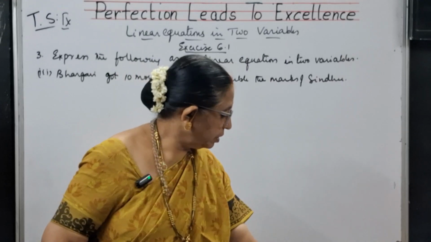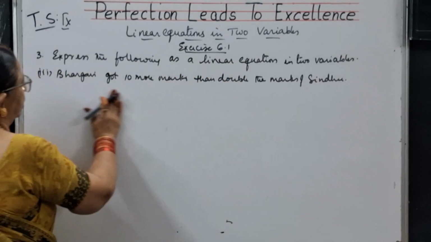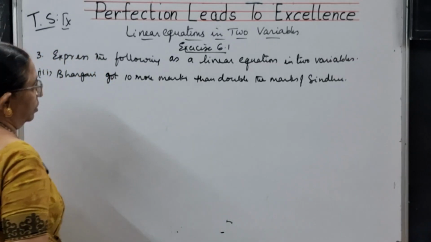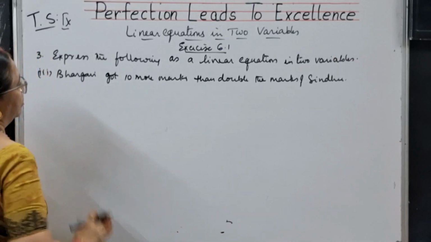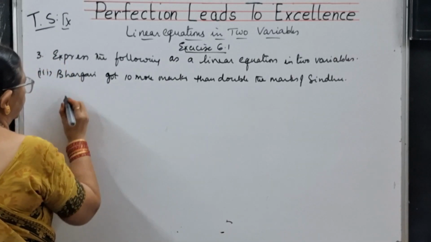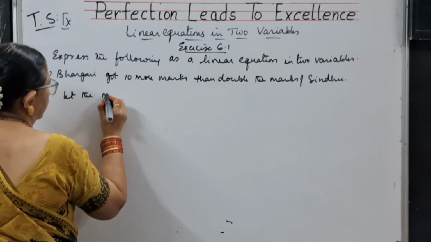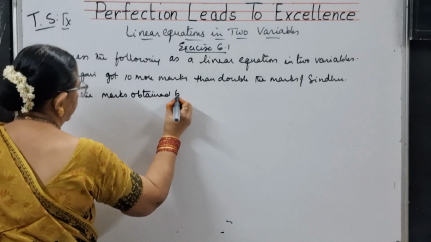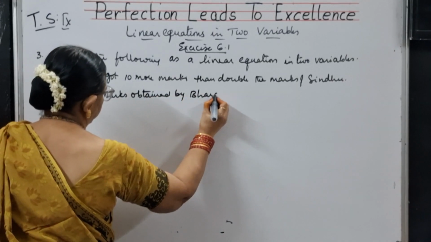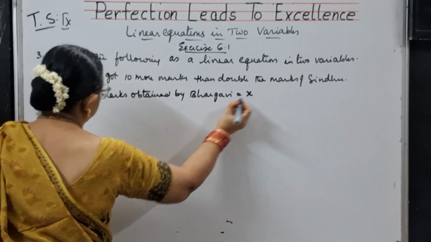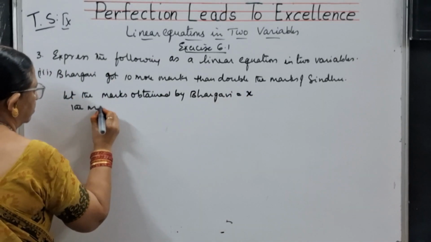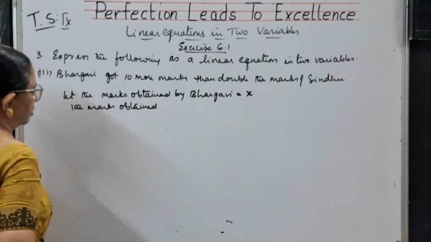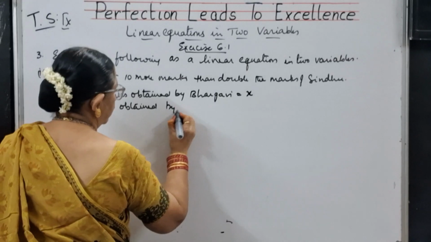Now the third bit, children. Third bit is: Bhargavi got 10 more marks than double the marks of Sindhu. So two variables here, Bhargavi and Sindhu. The problem is dealing with the marks. So let the marks obtained by Bhargavi be equal to x, and the marks obtained by Sindhu be y.